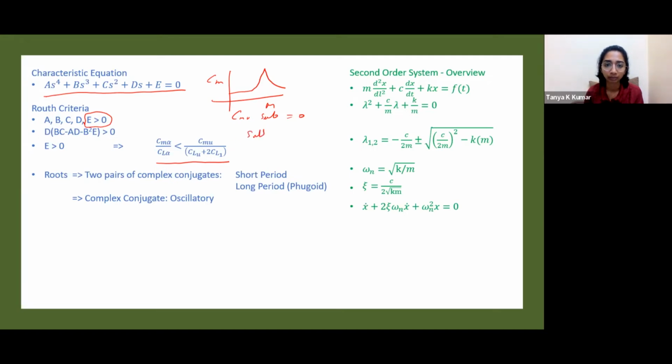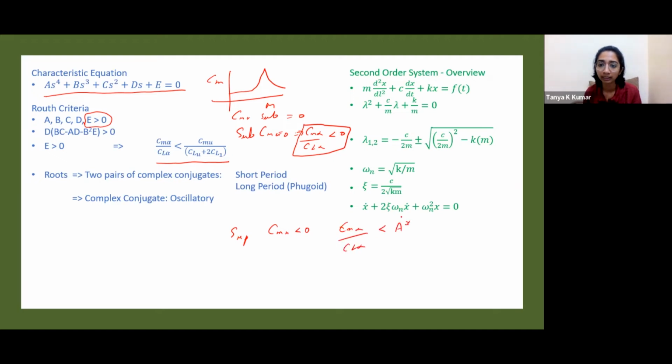So for the subsonic case, Cmu is 0. What does that mean? Your Cm alpha by Cl alpha is less than 0, which we know, right? This is the static stability condition that we had studied: dCm by dCl should be less than 0. Now for the supersonic case, Cmu is negative. So you have Cm alpha by Cl alpha less than some quantity A star. It is less than 0, but it should also be less than A star.